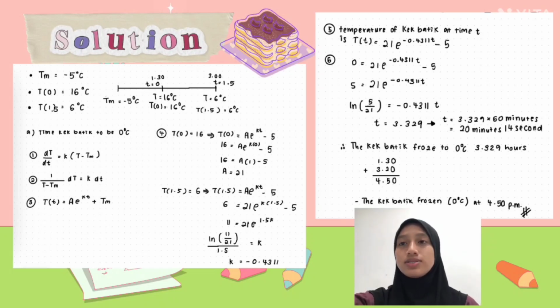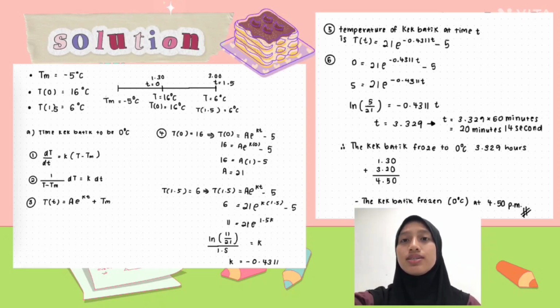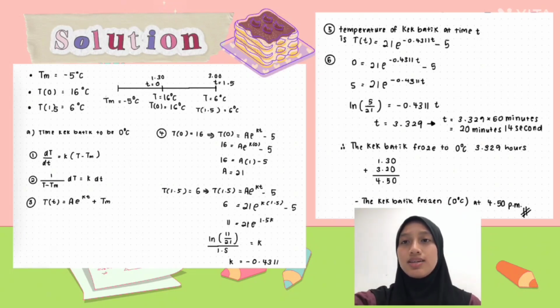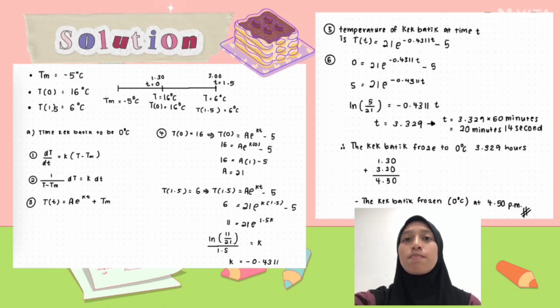This question is solved using Newton's law of cooling, which explains how an object cools down when it is placed in a cooler environment. It states that the rate at which the temperature changes depends on the difference between the object's temperature and the surrounding temperature. In this problem, the surrounding temperature is -5 degrees Celsius. At the beginning, the object's temperature is 16 degrees Celsius and after 1.5 hours, its temperature drops to 6 degrees Celsius.